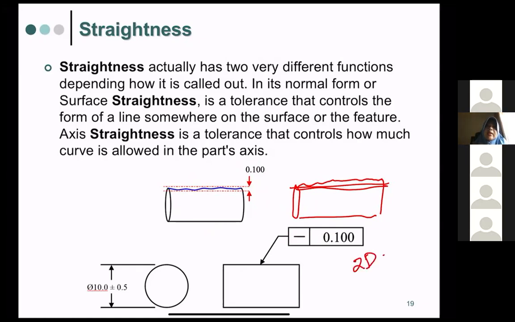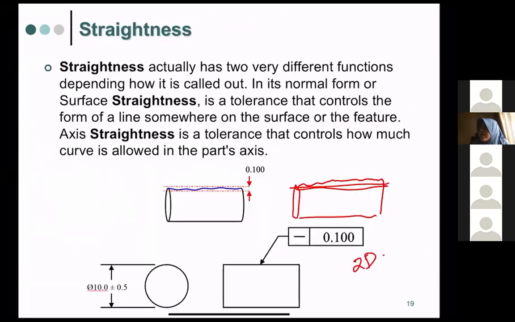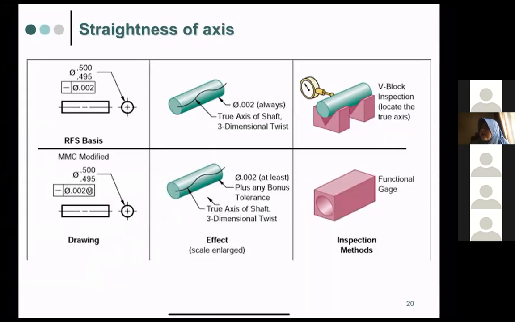Okay, and later we're going to see what is called flatness, which is about three dimensions. Here is the straightness of the axis. The previous one was the straightness of a line, and this one is the straightness of the axis. How do we know that the axis has good straightness? It looks like this.